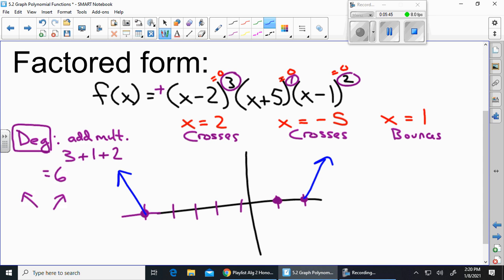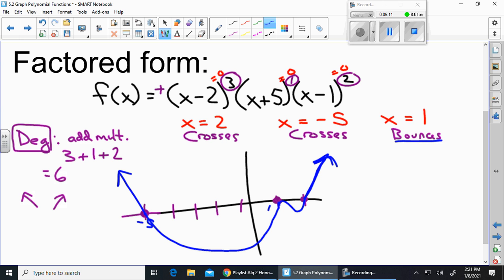Now, I've got to think about the crossing. Well, it crosses at negative 5, so that means it's going through it, and it's going to come hit at 1. Well, it bounces at 1, so that means it doesn't cross through. It bounces, comes back down, then goes through. It's a generic looking graph, but that's how you do it.